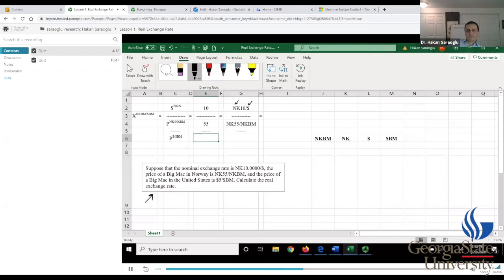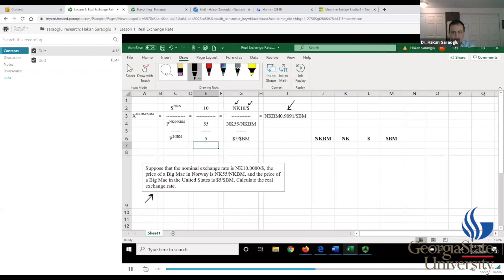So I'm going to put the US dollar price of the Big Mac, 5, now, and notice how again the model will put the units in place. It says $5 per US Big Mac, and then the answer comes up to be 0.9 Norwegian Big Mac per US Big Mac. So what happened here? Well, we didn't get a real exchange rate of 1. We get less than 1.